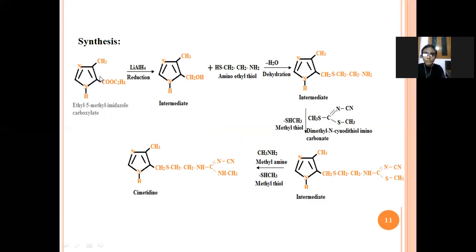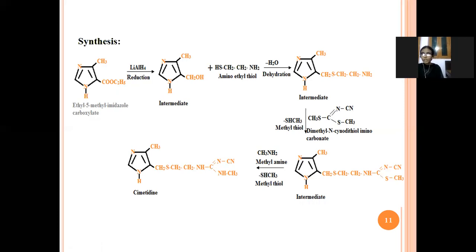Here methyl, and this is the ethyl carboxylate that is present. See here, methyl and ethyl carboxylate. So in the presence of lithium hydroxide, when it undergoes the reduction process, what will happen is that in place of the ethyl carboxylate, the ethanol group is attached. See here, CH2OH, the ethanol group is attached to get the intermediate product A.